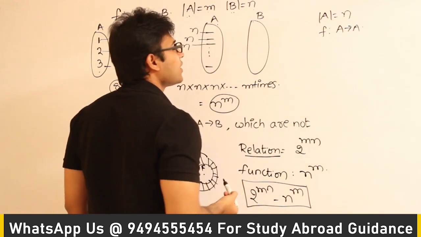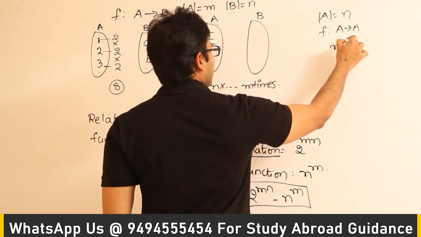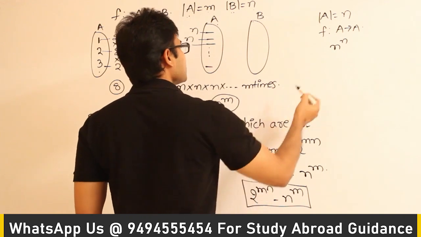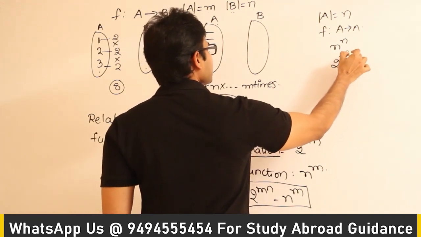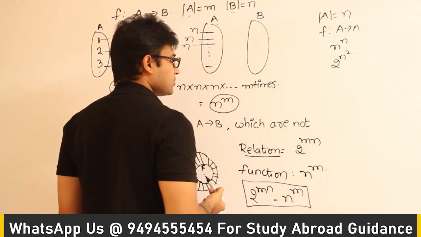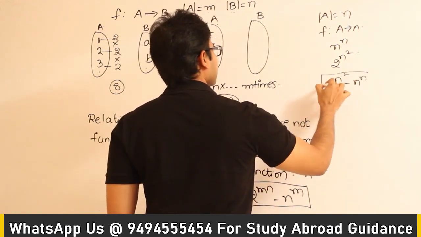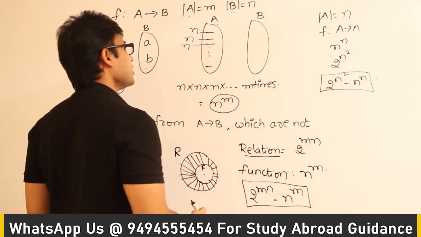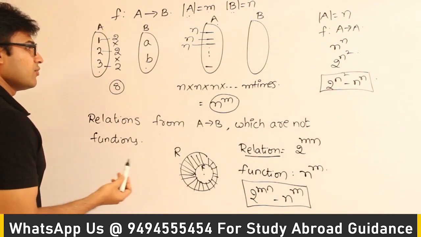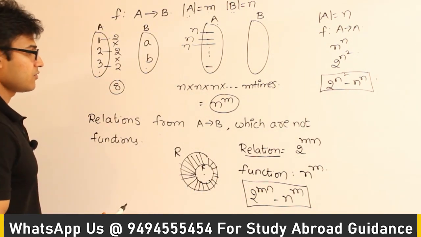Then how many functions will be possible? N power n. How many relations will be possible? 2 power n square. Then how many relations are possible which are not functions? 2 power n square minus n power n. Okay, this is how we can count the number of functions and the number of relations which are not functions.